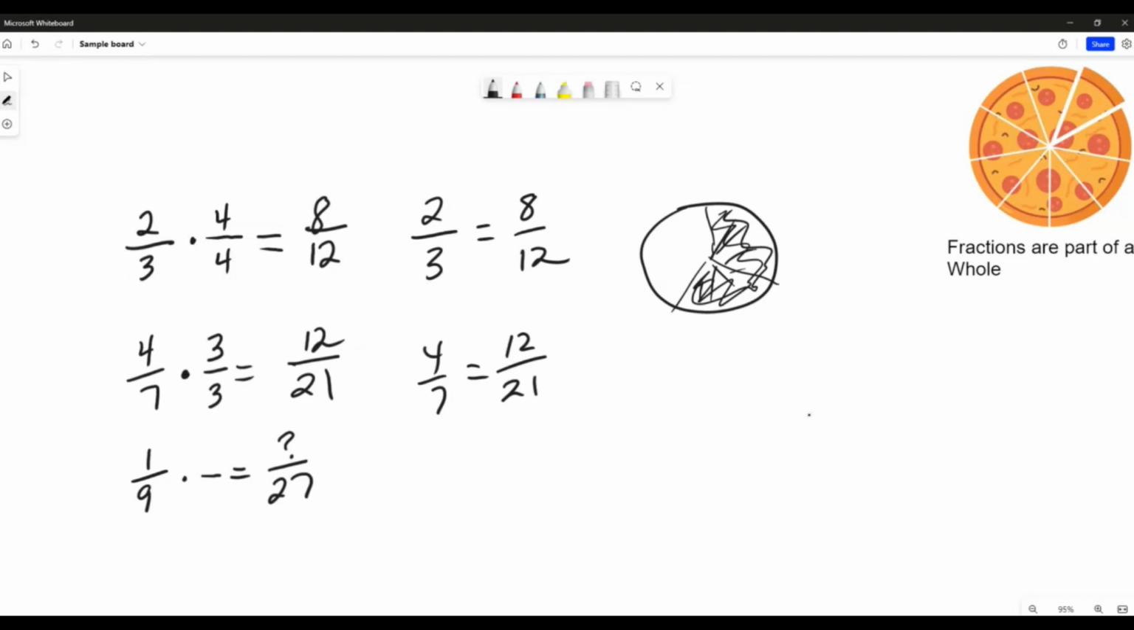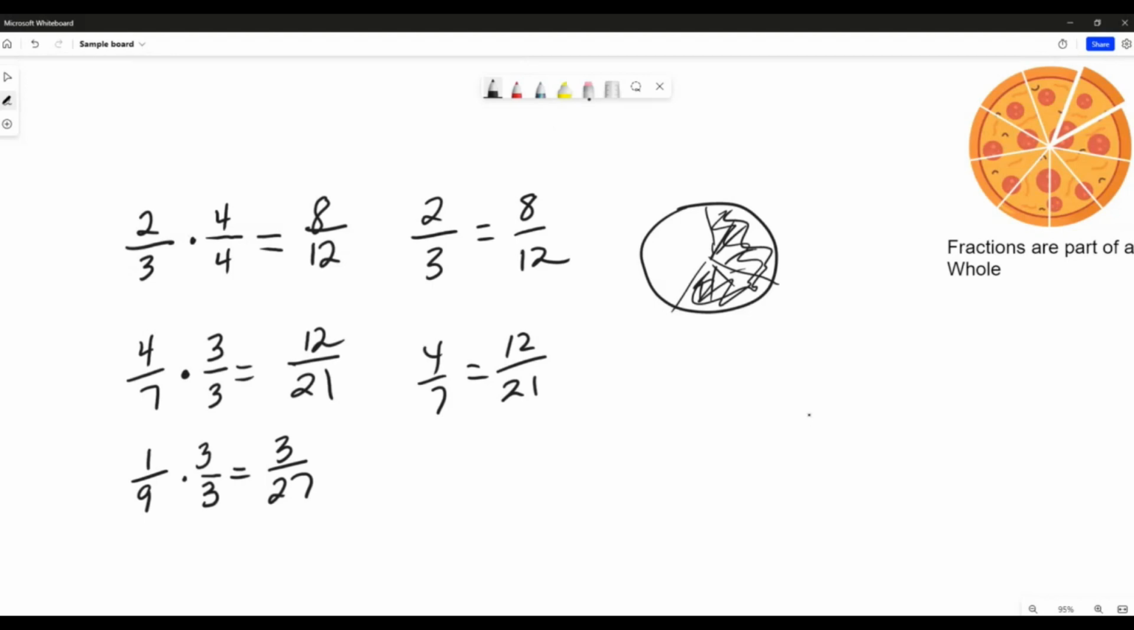Exactly. Because in order to get 9 to turn into 27, we would have to multiply the bottom by 3. If I'm going to multiply the bottom by 3, I have to multiply the top by 3. And when we multiply the top and the bottom together, 9 times 3 is 27. 1 times 3, 3. Okay?